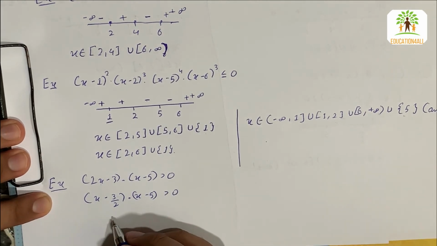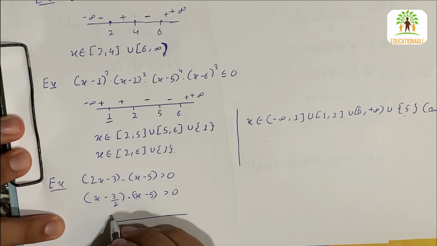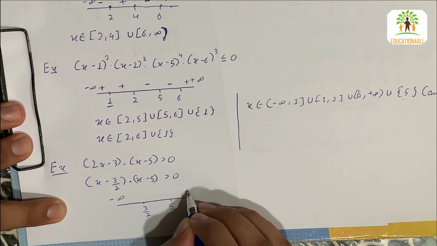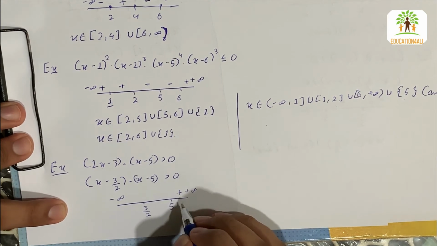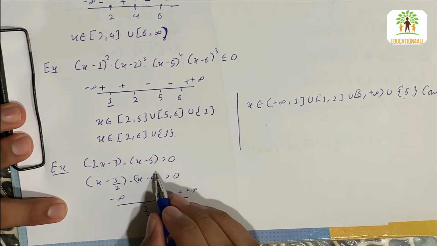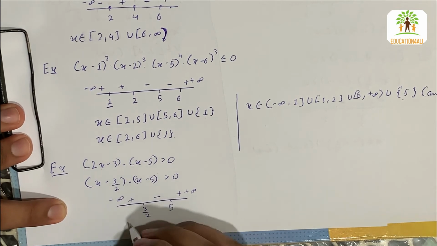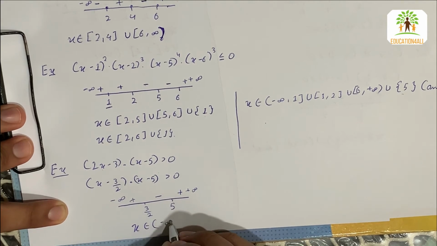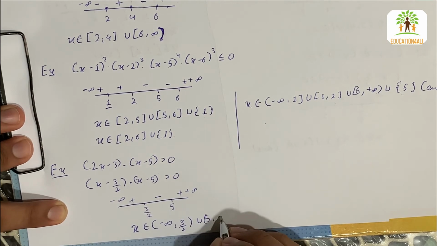And now we can proceed as we normally do by plotting these points on the number line. Negative infinity, 3 by 2, 5, infinity. And we can once again plot the signs as I have taught you. Plus, negative here because the sign change is due to an odd power, and again positive here because the sign change is due to an odd power. The final answer will be x belongs to minus infinity comma 3 by 2 union 5 comma infinity.